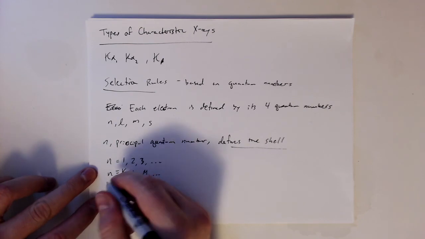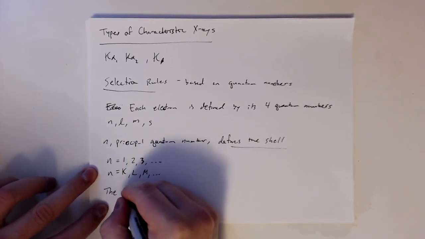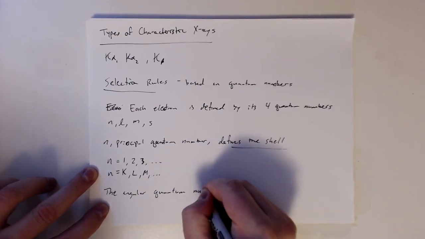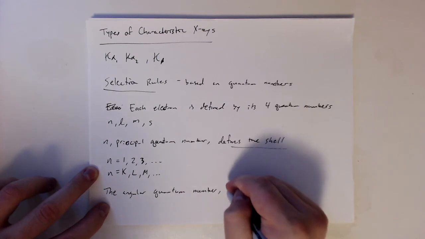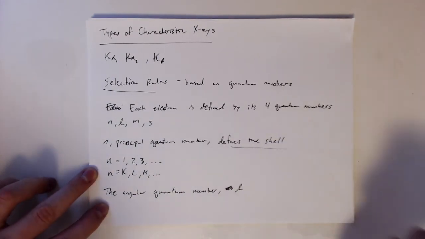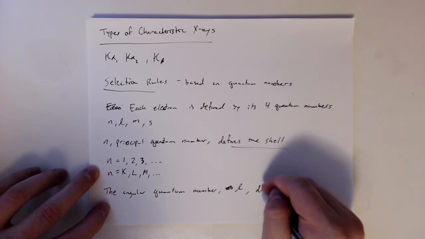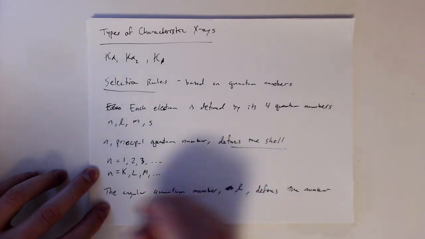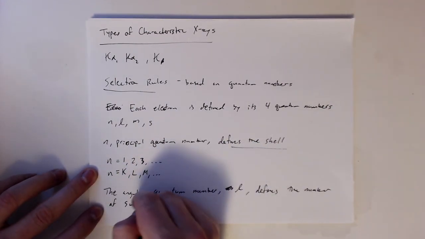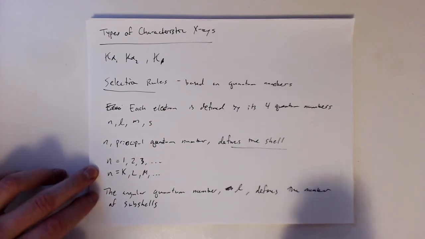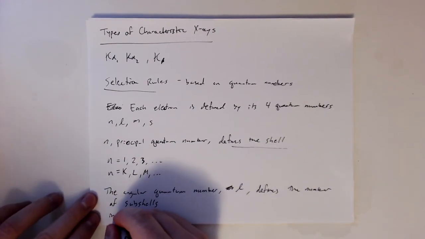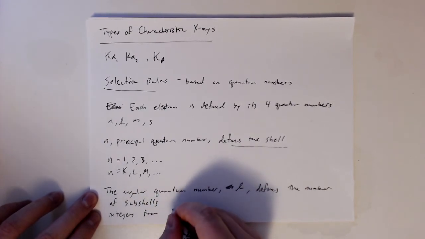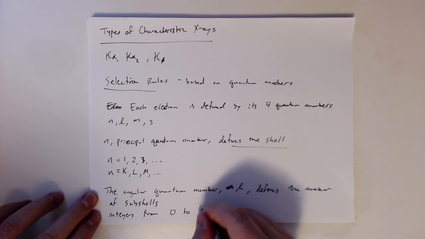The next one that we want to talk about is the angular quantum number. And again, this is not M, this is L. So this defines the number of subshells in a shell. These can be integers from 0 to n minus 1.